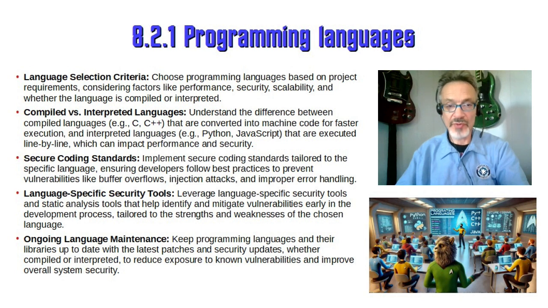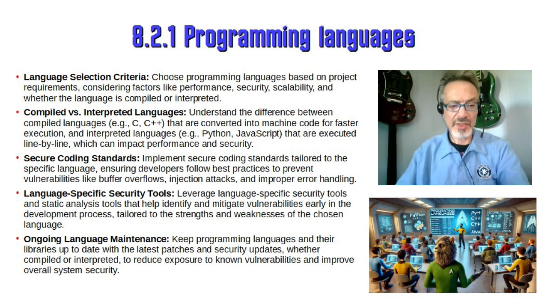8.2.1 Programming languages. When developing secure software, the choice of programming language is critical. This subtask focuses on understanding how programming languages impact both performance and security. Language selection criteria. You need to consider the requirements of your project, things like performance, security, and scalability. When choosing a language, for example, compiled languages like C and C++ are converted directly into machine code, making them fast, but also prone to certain vulnerabilities like buffer overflows. Interpreted languages like Python and JavaScript, while easier to use, can introduce security issues due to their line-by-line execution.